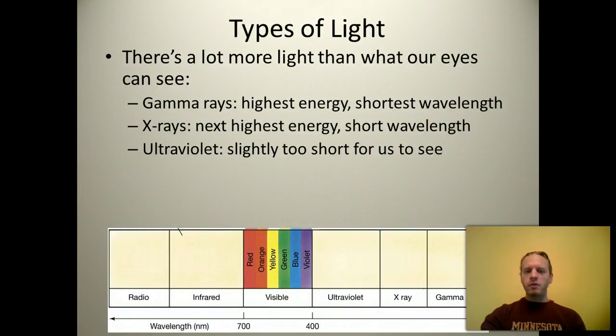Now, if we stretch out even a little bit more, we get to a type of light that we're a little bit more familiar with. Our eyes still can't quite see this. But the sun is giving off quite a bit of ultraviolet light.